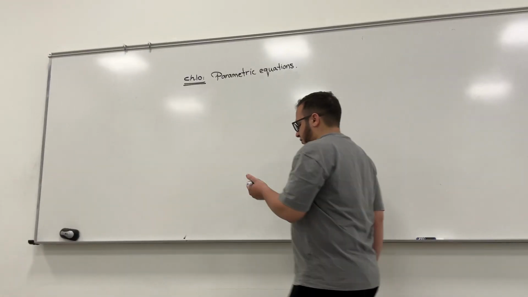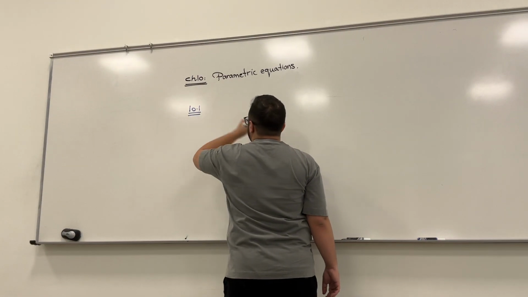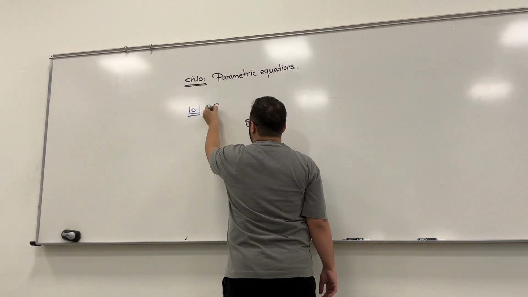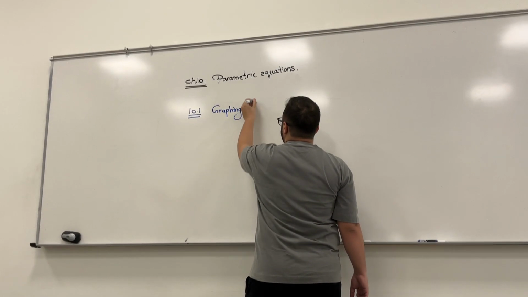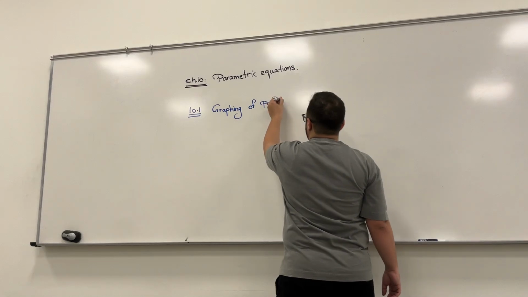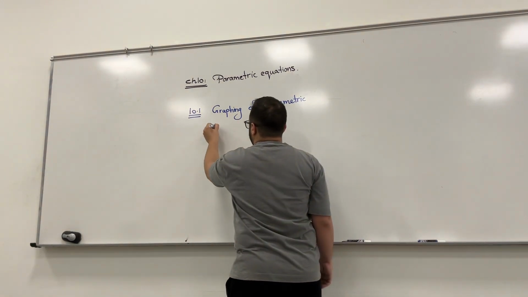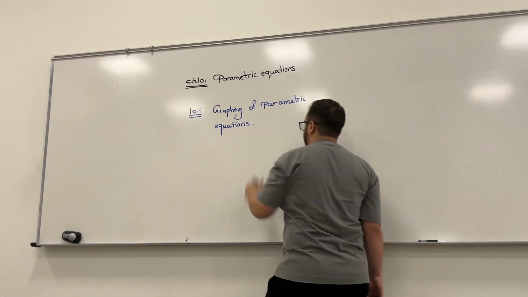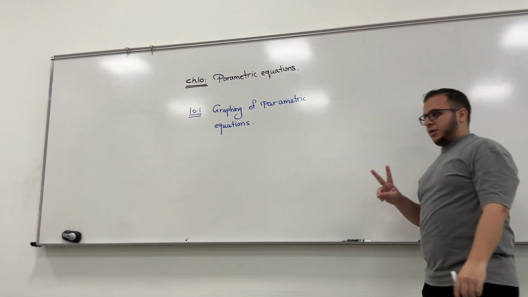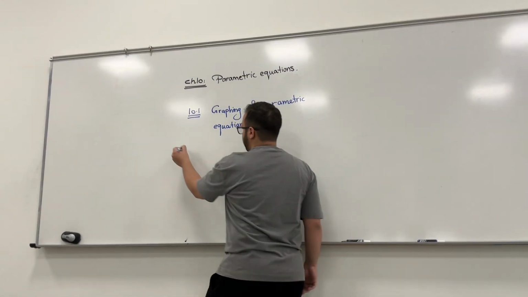So, I'm gonna start with 10.1. It doesn't have a lot of content here. We're gonna do graphing of parametric equations. Now, there are two ways to graph parametric equations. But before that, let me remind you what parametric equations are.